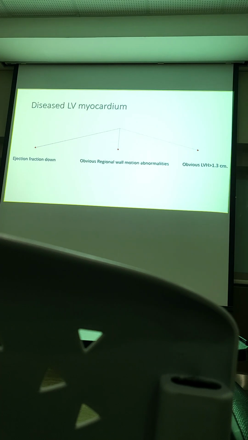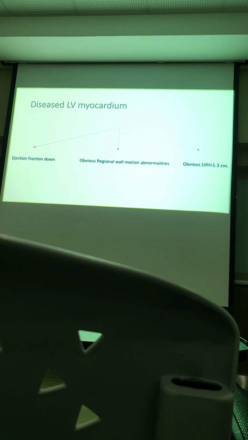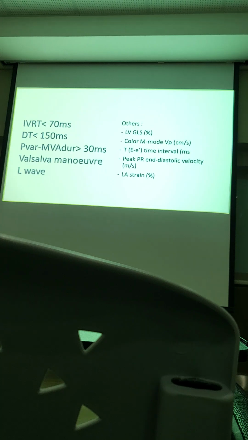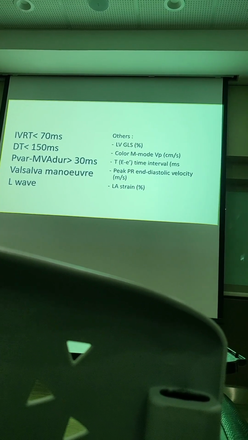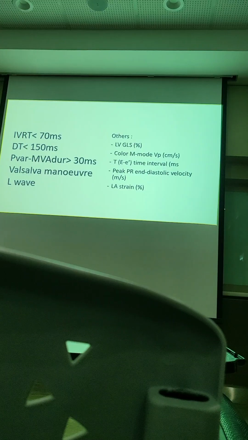Alright? So this is what I mean by diseased LV myocardium. The EF is down, RWMA, or there's LVH more than 1.3 cm. Okay. So tadi perasan kan, there's a section for indeterminate. Indeterminate basically means we cannot say whether there is or there isn't LV diastolic dysfunction. So these are additional parameters which we can use to ascertain that.